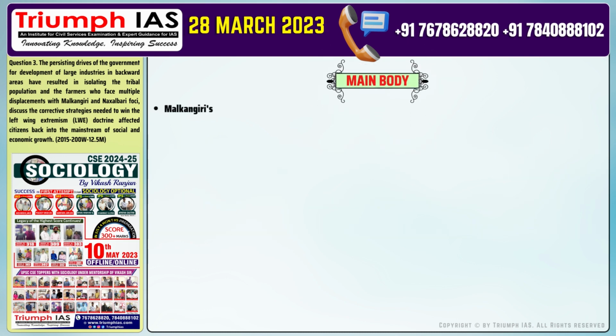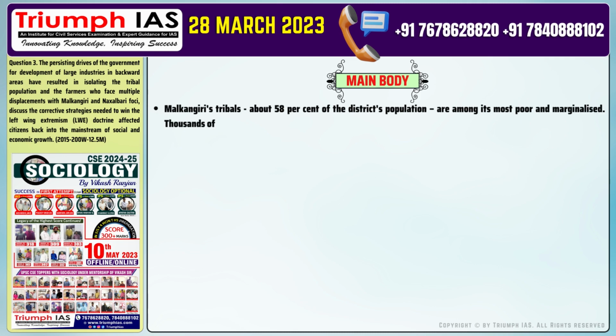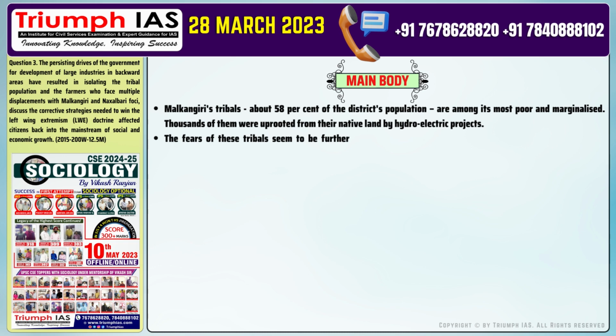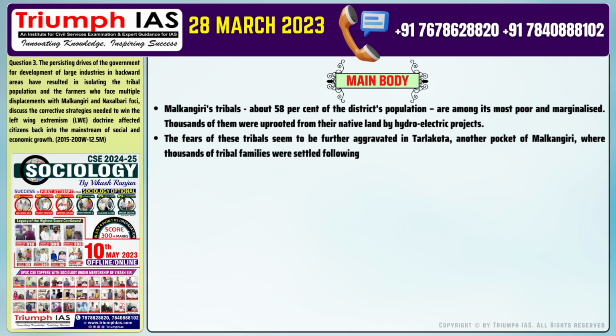The main body of the answer is Malkangiri's tribals. About 58% of the district's population are among its most poor and marginalized. Thousands of them were uprooted from their native land by hydroelectric projects. The fears of these tribals seem to be further aggravated in Tarlakota, another pocket of Malkangiri, where thousands of tribal families were settled following the Machkund project since 1964.